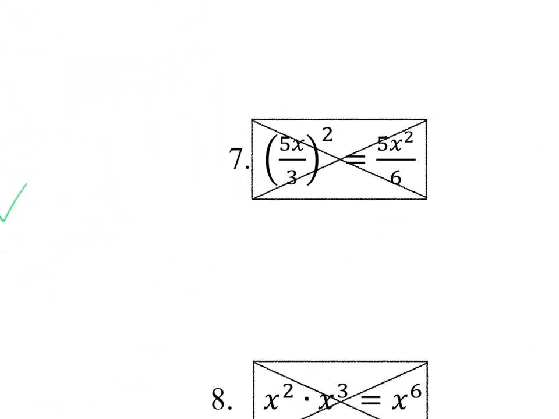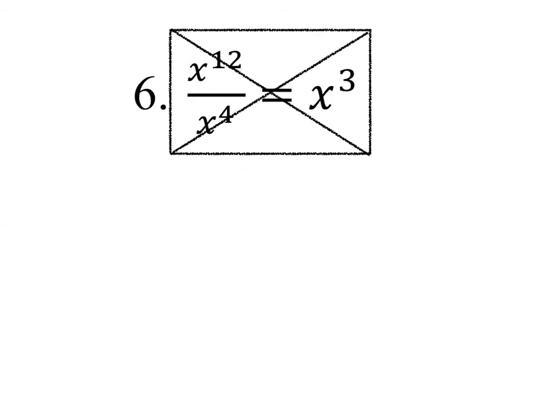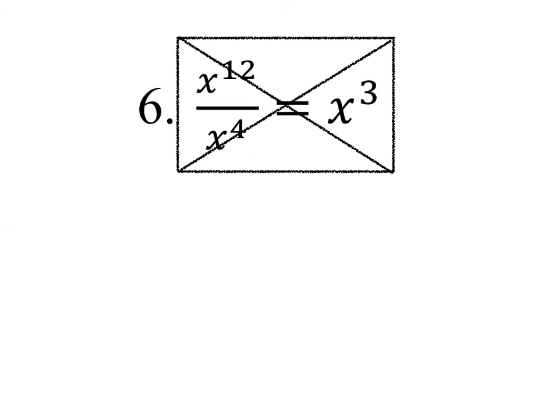All right. So if I scooch over to number 6, just looking at the numbers I got going on, I see a 12 and a 4 and 3. It looks like just 12 divided by 4. But if you think about what exponents again mean, we have like 12 x's on the top.